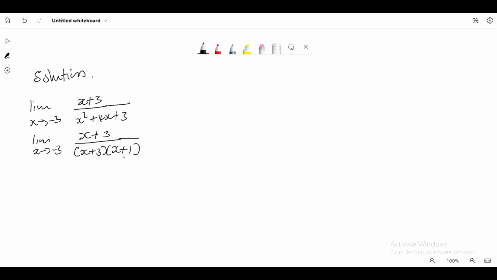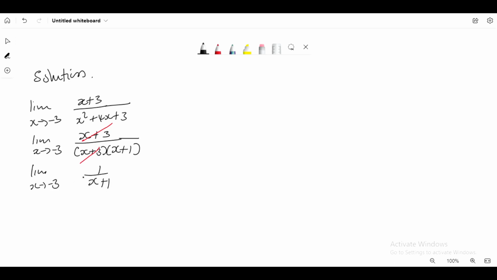I'm sure you guys know how to factorize, right? That is preschool mathematics. So now, here you can tell that we have x plus 3 here. So you can tell that this is going to cancel with this, right? How much are we going to have? We're going to have 1 over x plus 1.